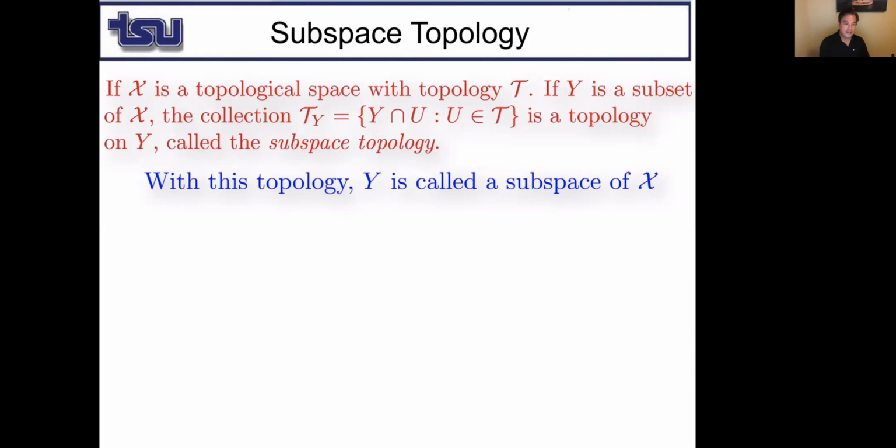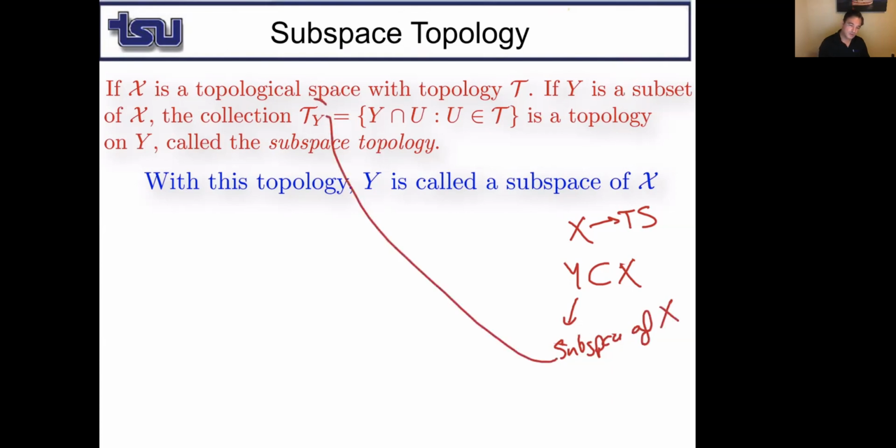So to sum up, X is a topological space with T, Y is a subset of X, and then I define a new collection this way. Then this is a topology on Y, and we call this the subspace topology. So this is topology T, this is the subspace topology, and with this topology, Y is called a subspace of X. X was a topological space, and Y is a subset of it. Y is a subspace of X with this topology.